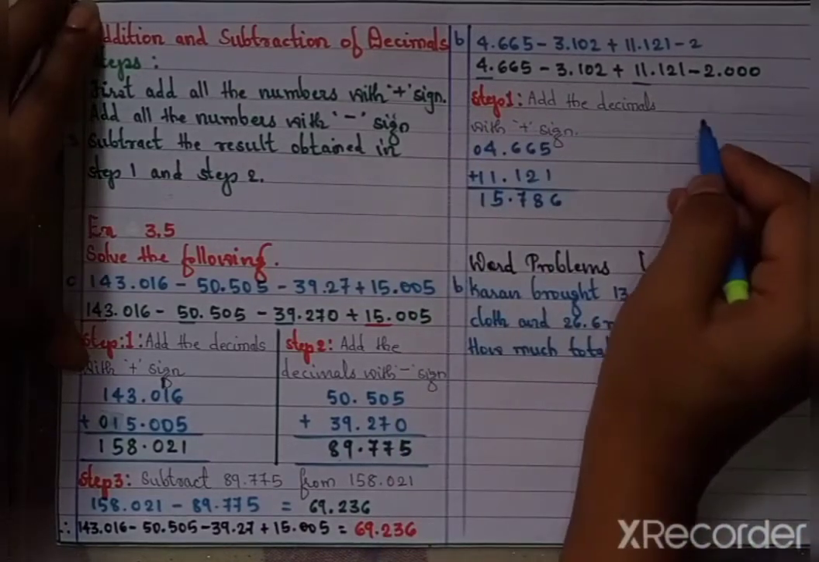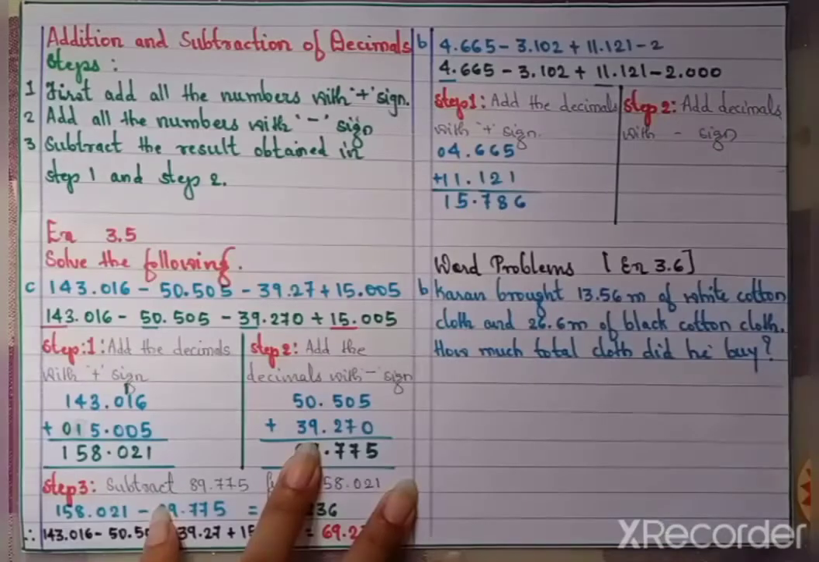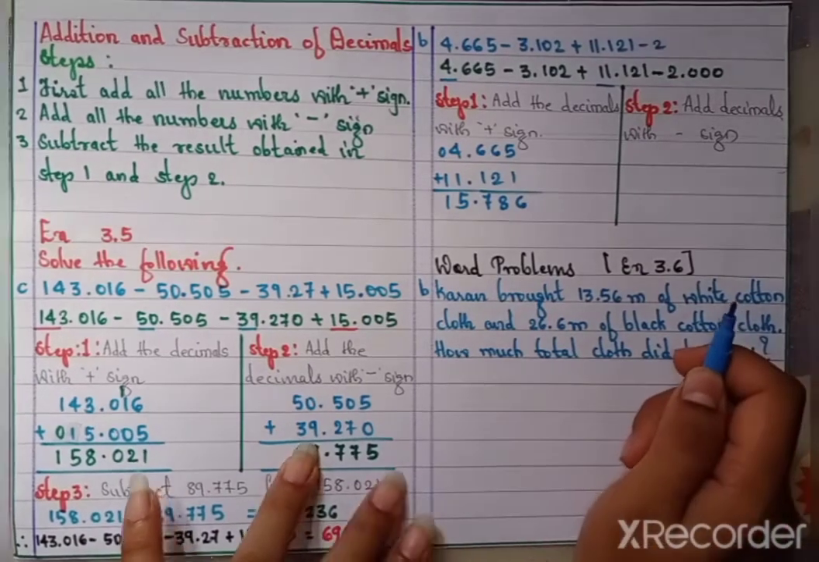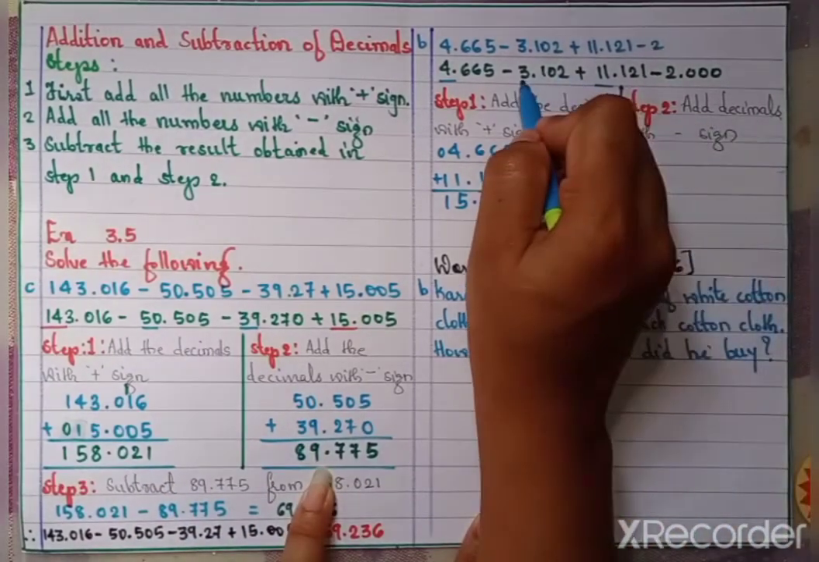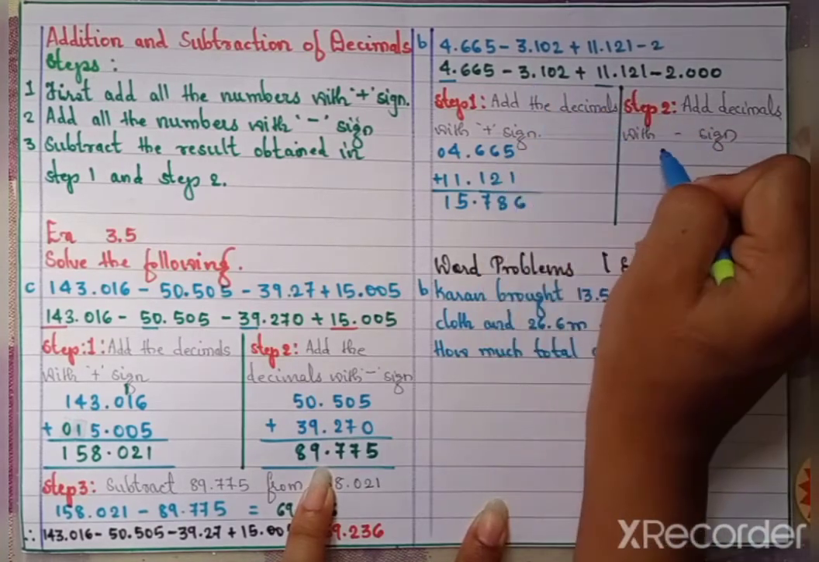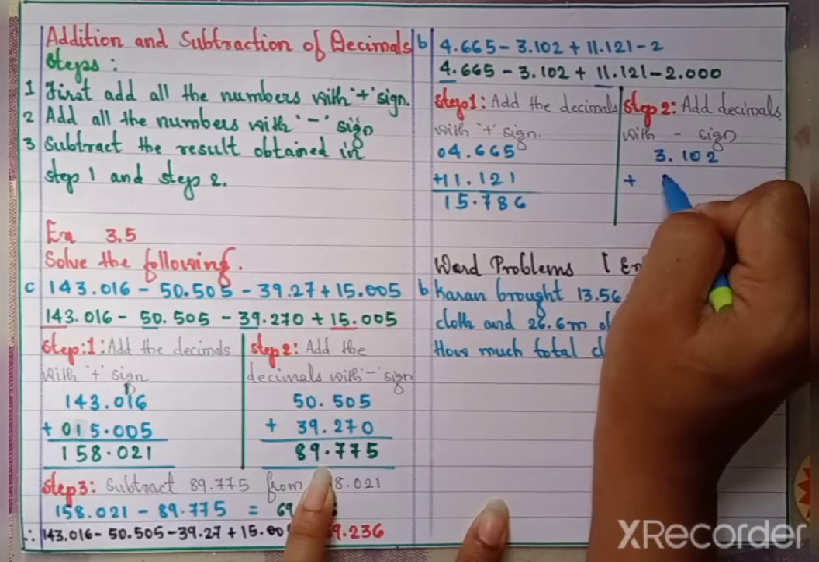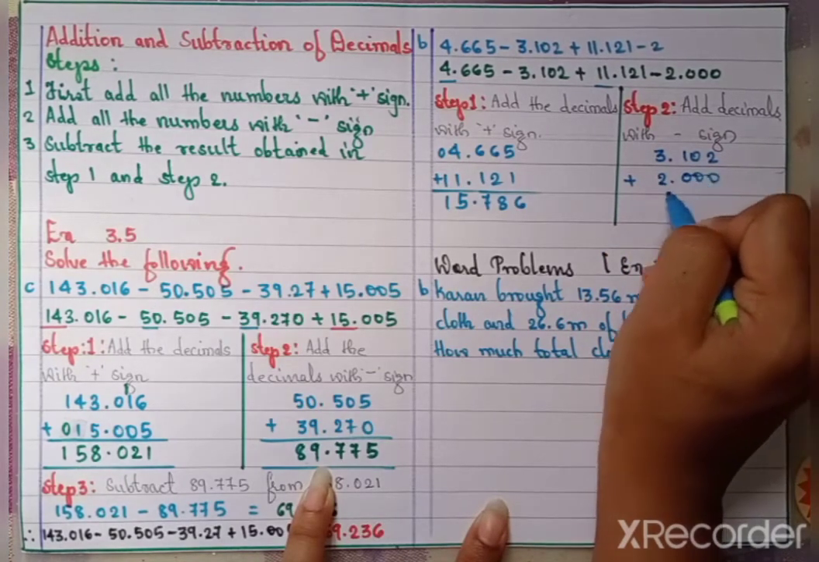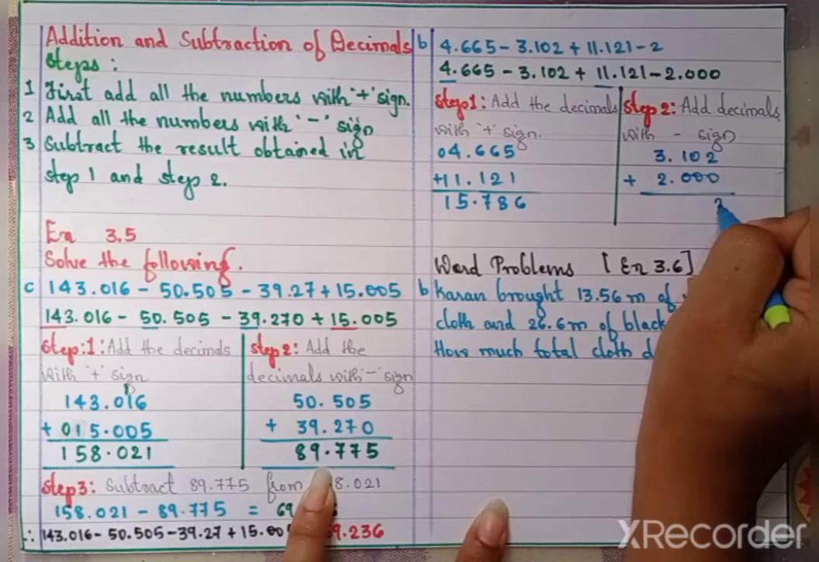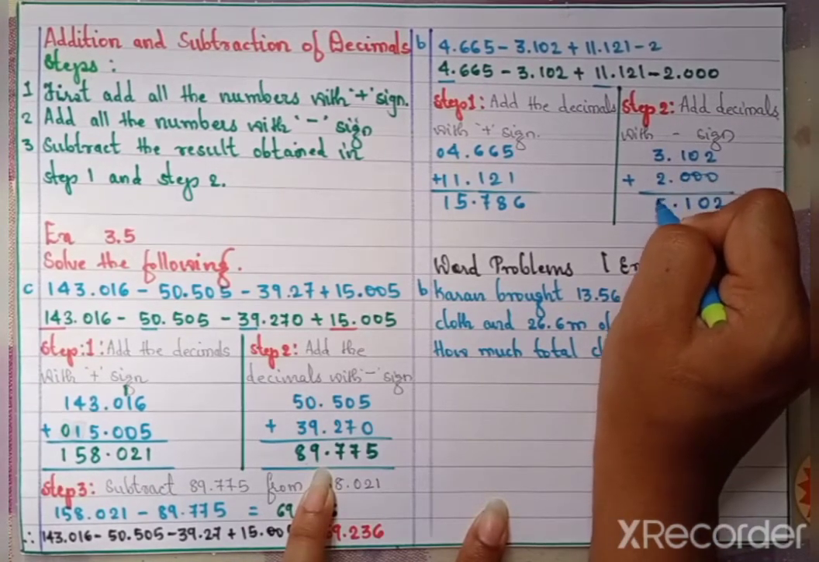Okay, so now step 2, add the decimals with minus sign. Now let's add the decimals with minus sign. So this and this decimal is having minus sign. Therefore, 3.102 plus 2.000. 2 plus 0, 2, 0 plus 0, 0, 1 plus 0, 1, 3 plus 2 is 5.